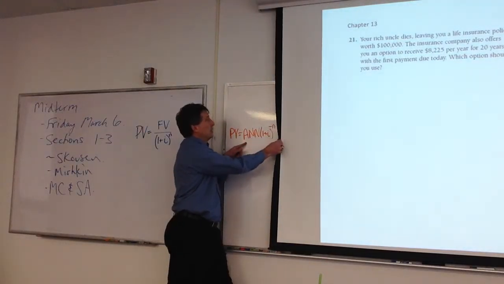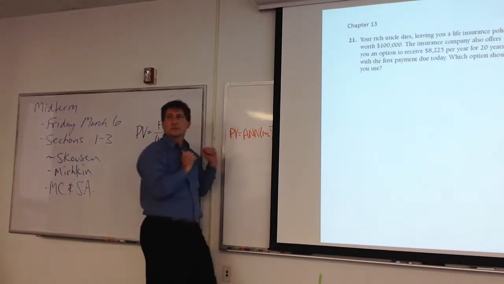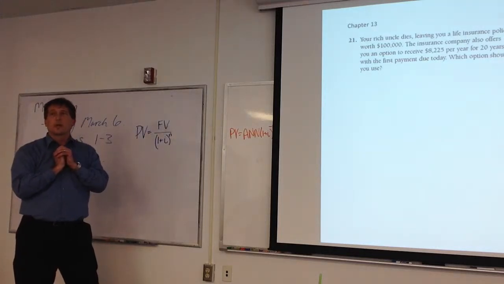So if you put the 8225 in this, you wouldn't get the right answer? Is this the right formula or not? I think you need to get the present value of the 8225 anyway. I was just trying to find the present value of the annuity. Of when?